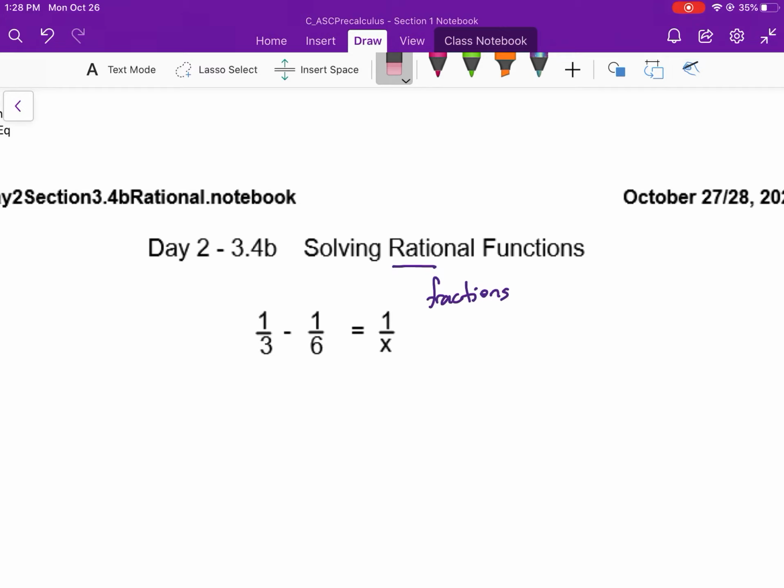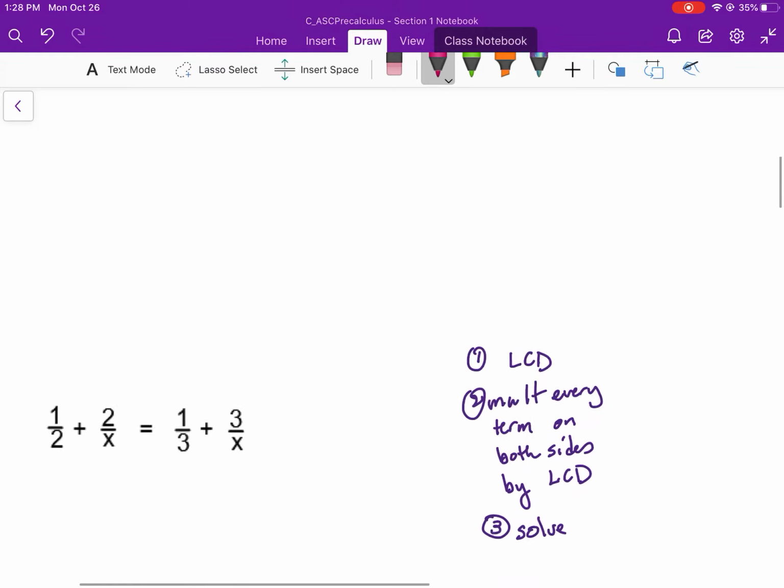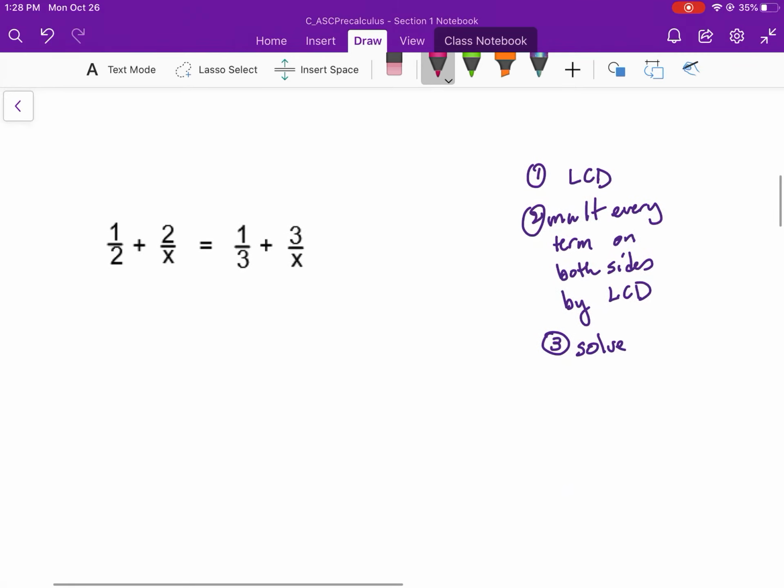Okay, here we are, day 2, solving rational functions. Rational is just a fancy way of saying ratios, which is a fancy way of saying fractions. Okay, I'm going to skip this first question. I don't even know why it's there. I'm going to jump to this one.